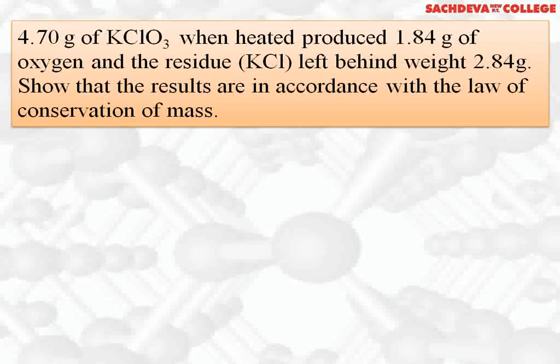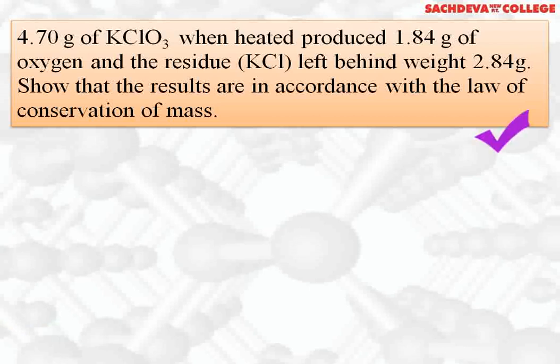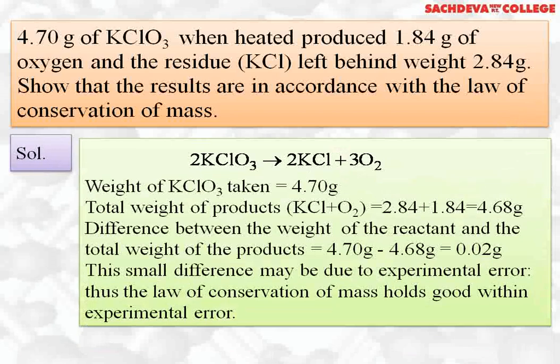Let's take up a numerical based on the law of conservation of mass. 4.7 gram of KClO3, that is potassium chlorate, when heated produced 1.84 gram of oxygen and the residue KCl left behind weighed 2.84 gram. Show that the results are in accordance with the law of conservation of mass. First, we write the balanced equation: 2 KClO3 gives you 2 KCl plus 3 O2.